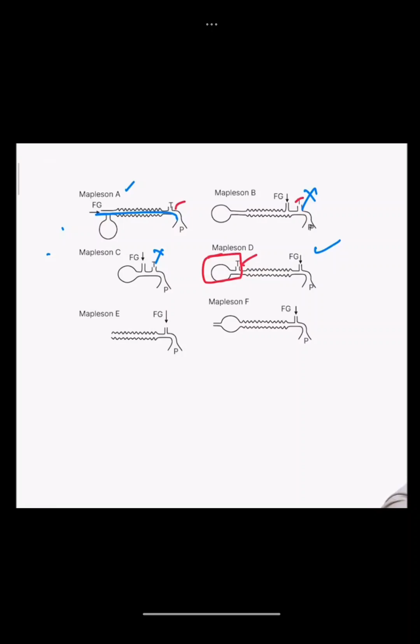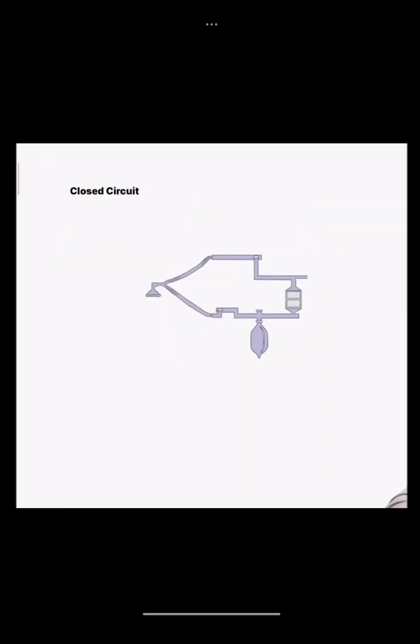Next, coming to the closed circuit. Closed circuit means there is no APL valve, no expiratory valve. The expiratory valve has the function of letting out the expired carbon dioxide. But in a closed circuit there is none, so as the patient exhales, the carbon dioxide goes through the expiratory limb into a chamber and gets absorbed. This chamber is called the soda lime, or basically the carbon dioxide absorbing chamber.